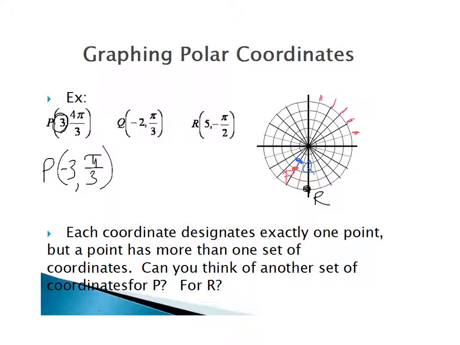Okay, probably the obvious one would be to quit using the negative angle. Don't use the negative angle. Go positively all the way around to there. You might have come up with a 5 and gone with a 3 pi over 2 instead of the negative pi over 2.